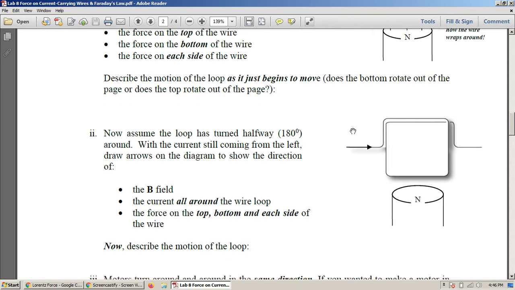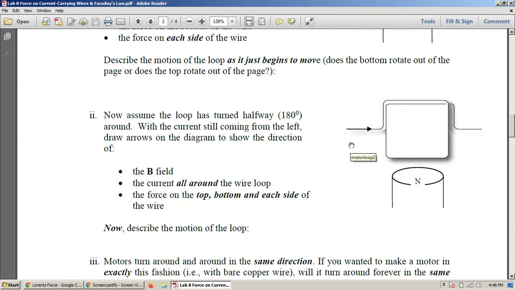So the loop's going to try to rotate, and we're going to get to the point where the loop has rotated halfway around, 180 degrees. Now, the current at the top of the loop changed direction, and the current at the bottom changed direction. You now have it go around the loop in the opposite direction, clockwise instead of counterclockwise. And so you're going to ask what the forces are there.